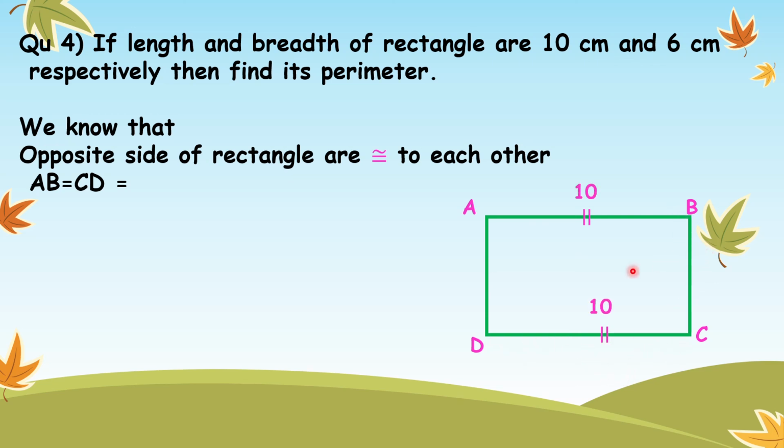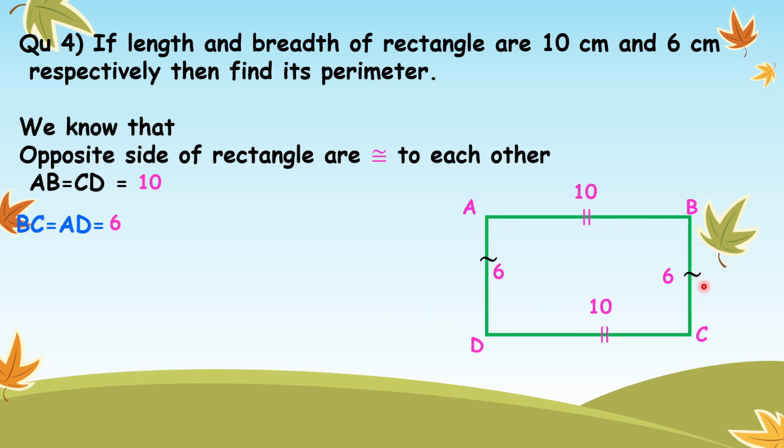10. Which is the other opposite pair of this rectangle ABCD? BC and AD is the other pair of opposite sides. So BC is equal to AD, and this is nothing but the breadth of the rectangle which is given 6. BC is equal to AD is equal to 6.